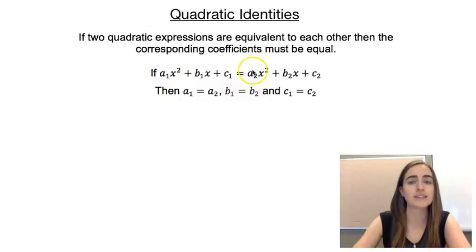So the a1 has to be equal to the a2 because they're both the coefficients of x squared. The b1 has to be equal to the b2 because they're both the coefficients of x. And the c1 and c2 have to be equal because they're both the constant terms. So let's have a look at what that looks like with an example.